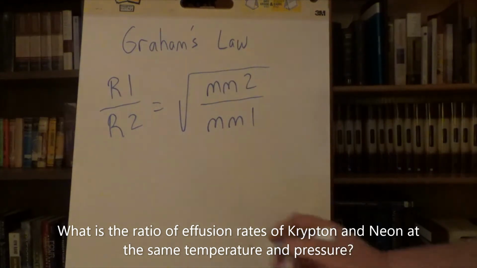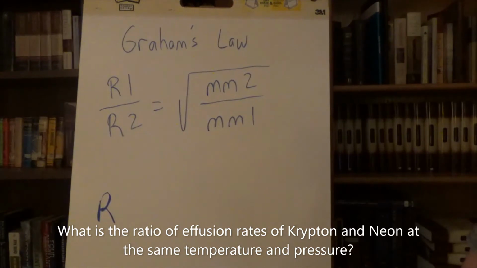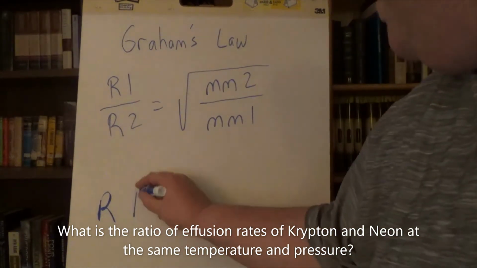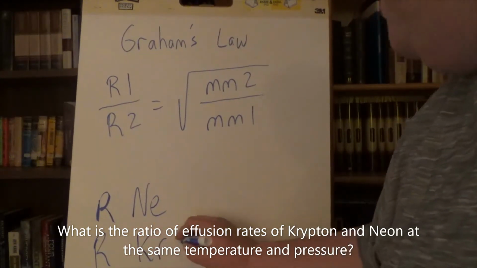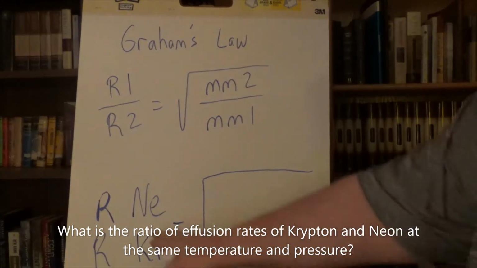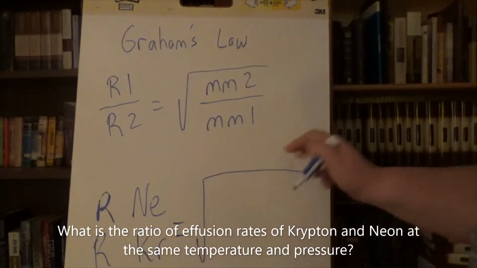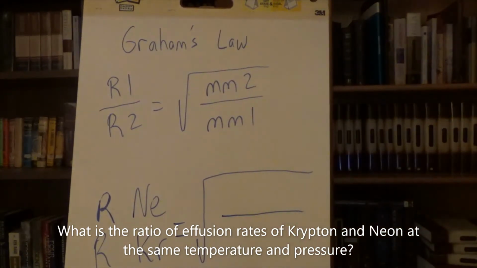So, we have the rate of neon, we have the rate of krypton. Not to be confused with kryptonite. Equals the square root. Now remember, neon needs to go on bottom, krypton needs to go on top. Where do I get these molar weights? Well, I wonder. Maybe this table that Mendeleev developed that we talked about last semester, hint, hint. Obviously you get these from the periodic table.